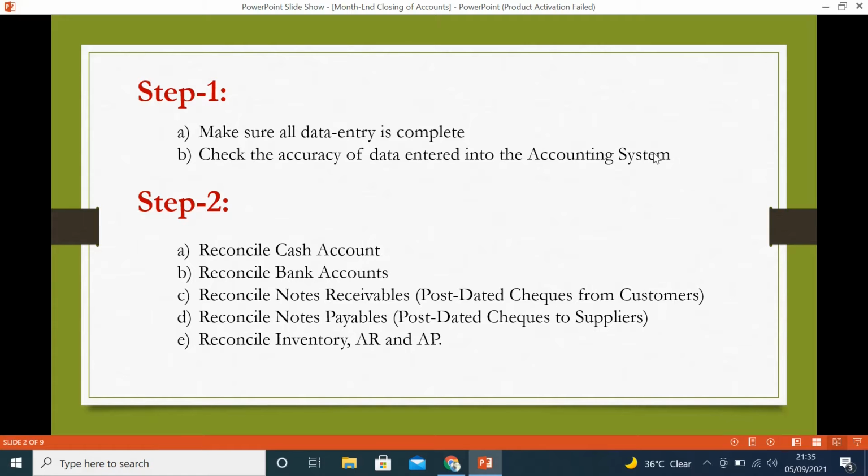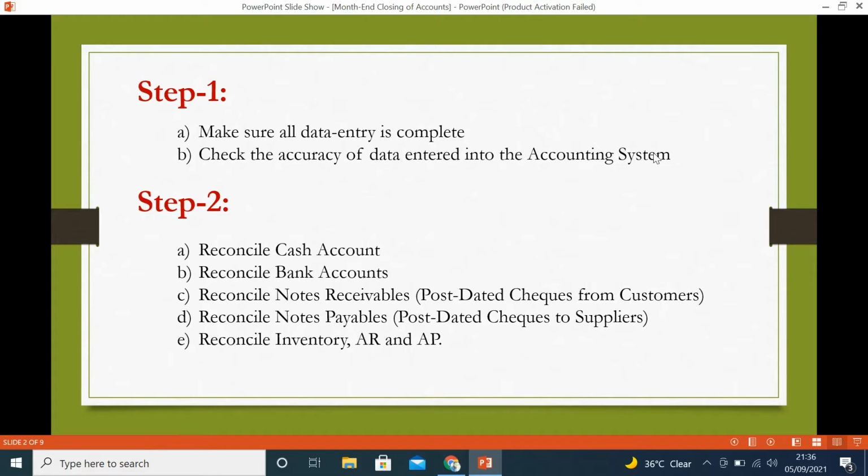Secondly, we need to reconcile our bank account. After that, we need to reconcile notes receivables. These are the post-dated checks what we have received from our customers. So whatever notes receivable balance is showing in our trial balance, it should match with the physical checks from the customers available in the drawer.